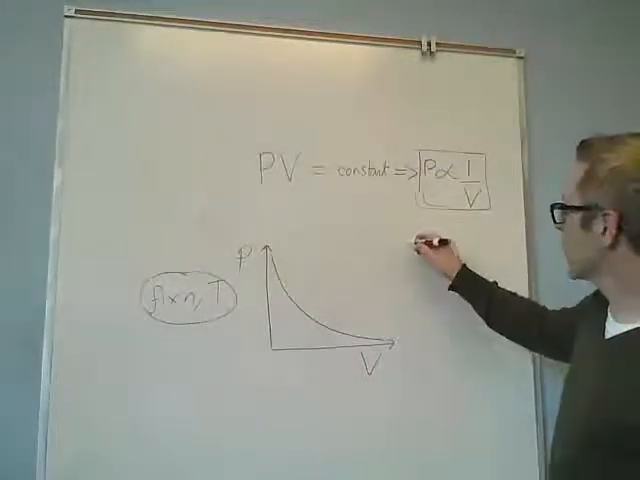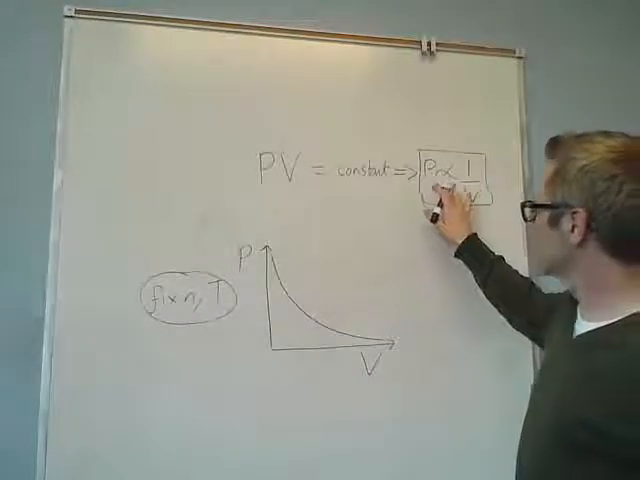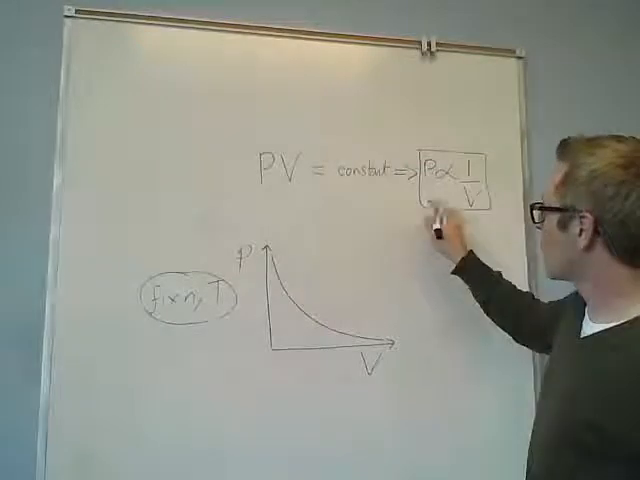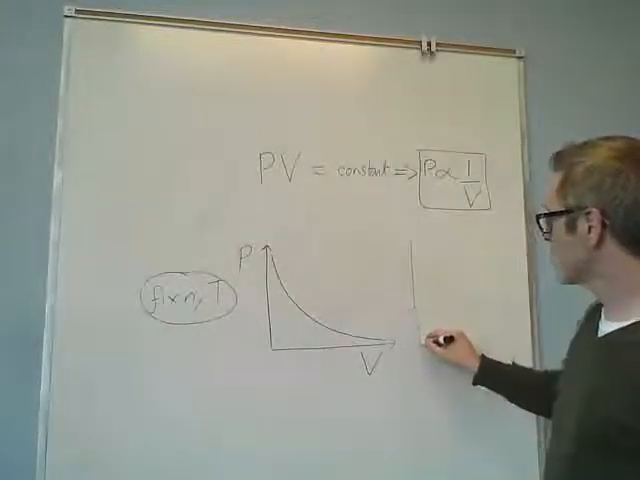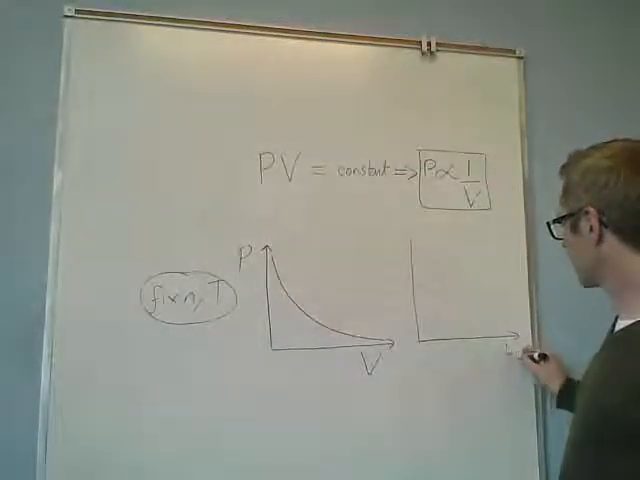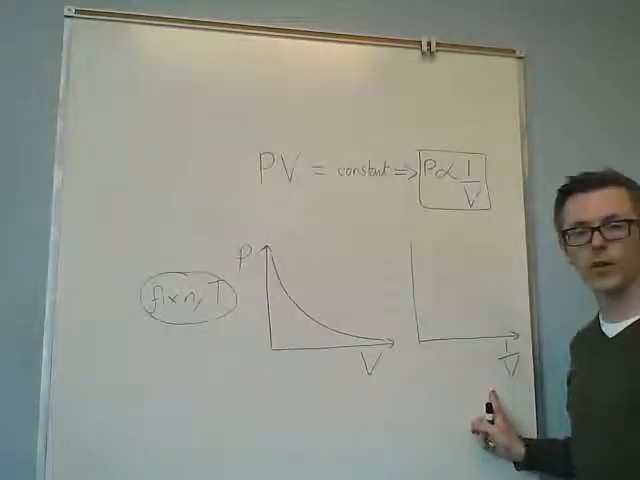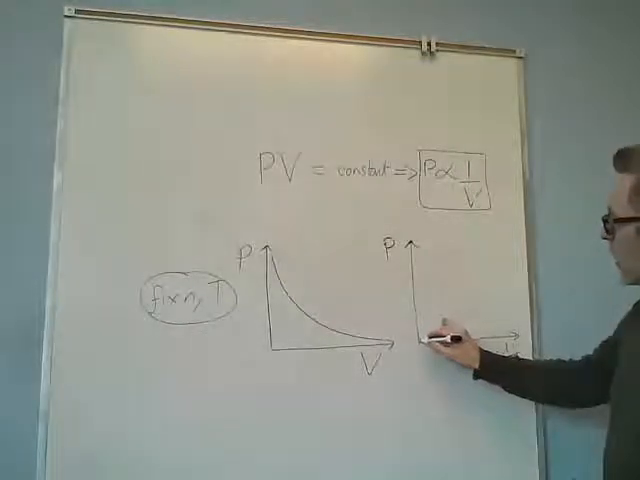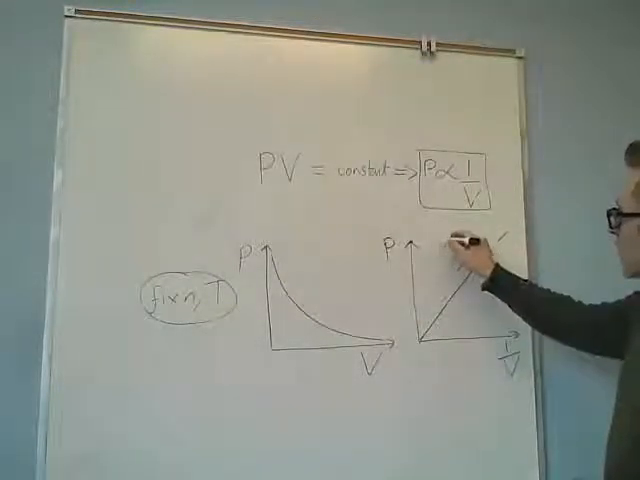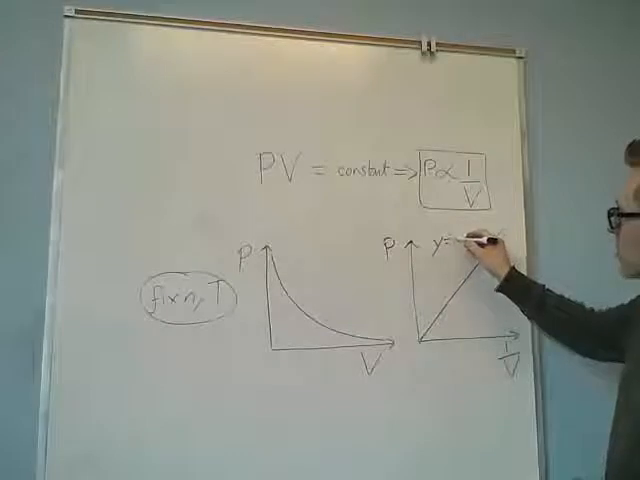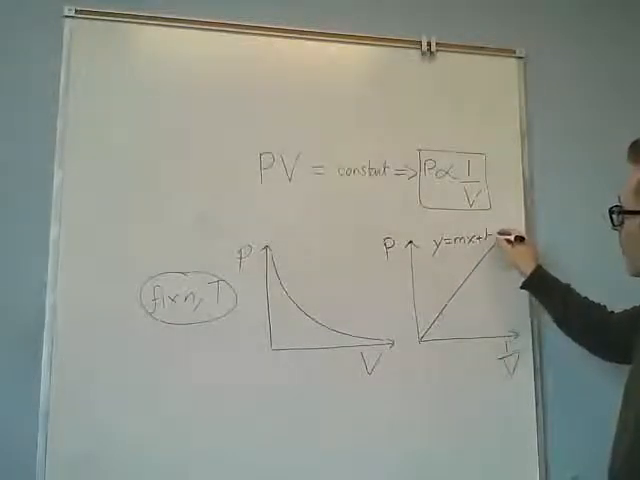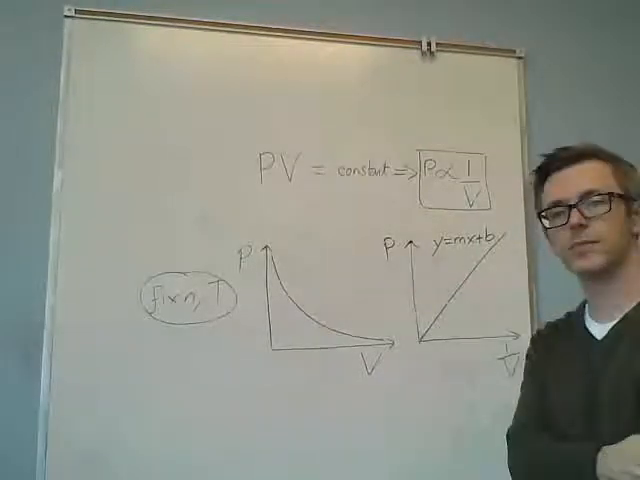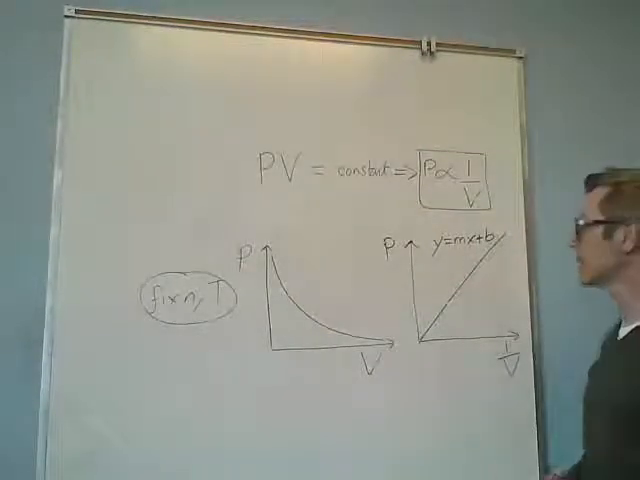If we look now, if pressure is proportional to 1 over V, why don't we just plot pressure against 1 over V? So instead of volume, let's look at 1 over volume. If we did that, we'd get a nice straight line, which follows the straight line equation. So y = mx + b. That's the equation for a straight line.